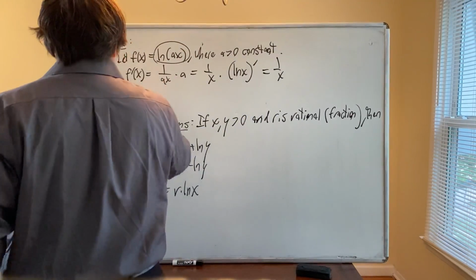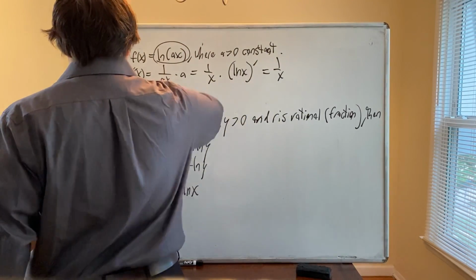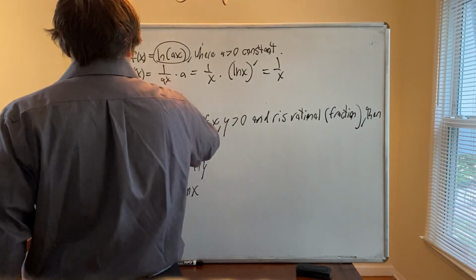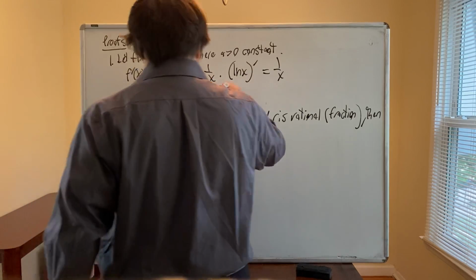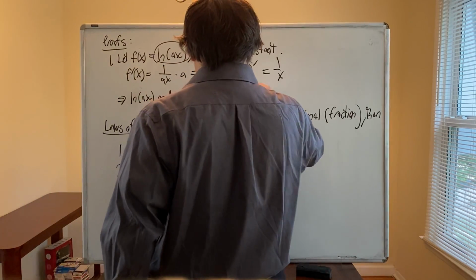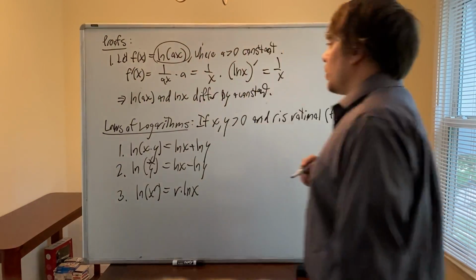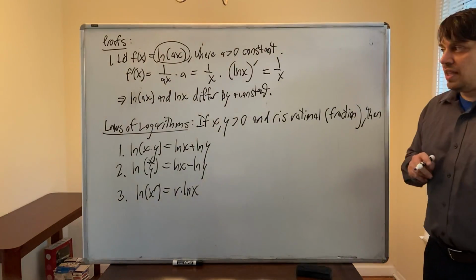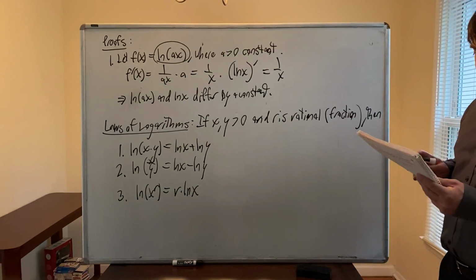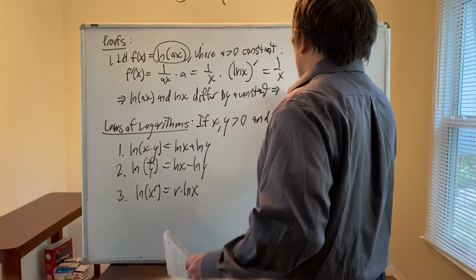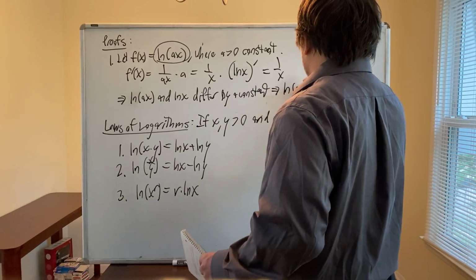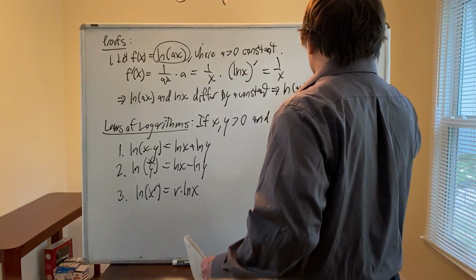That implies that ln of ax and ln x differ by a constant. Okay, so when two functions have the same derivative everywhere, that means they differ by a constant. And so that implies ln of ax equals ln x plus c.